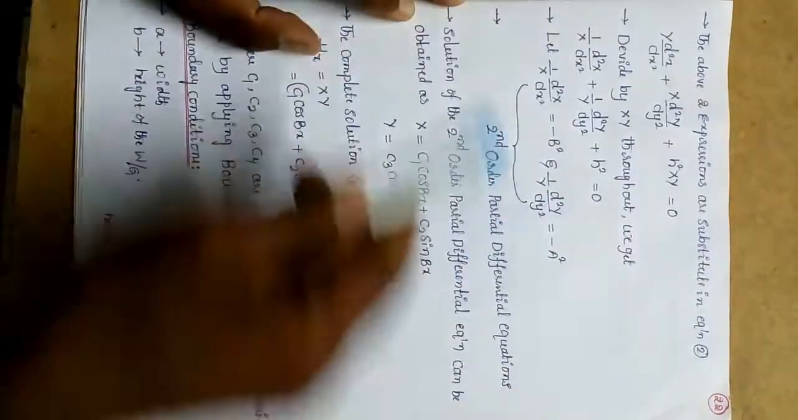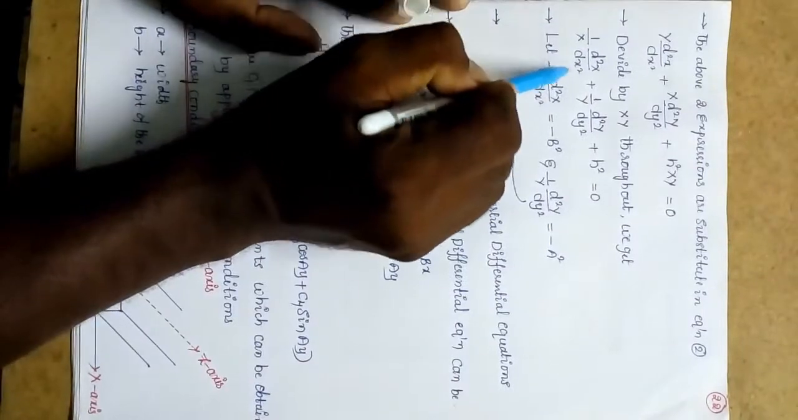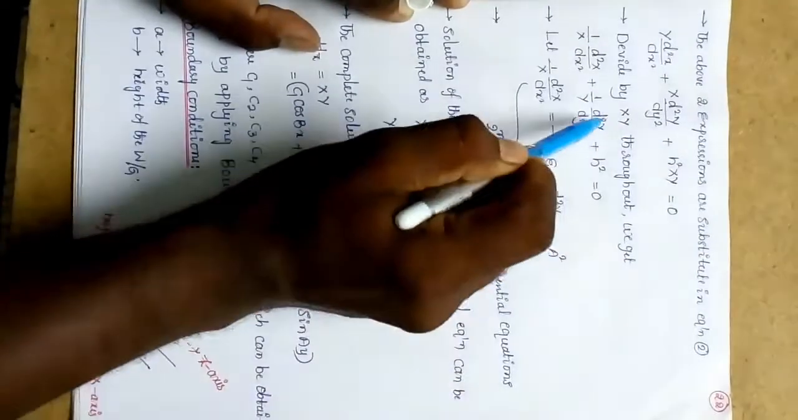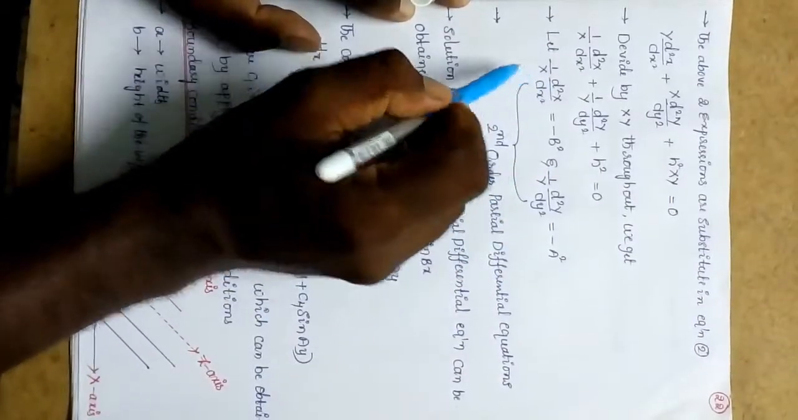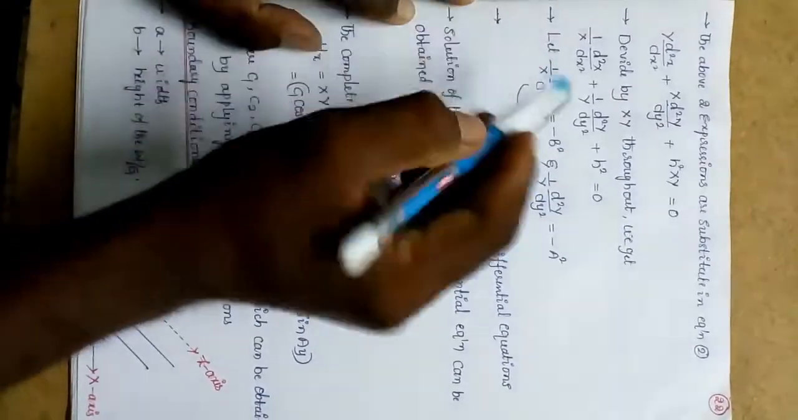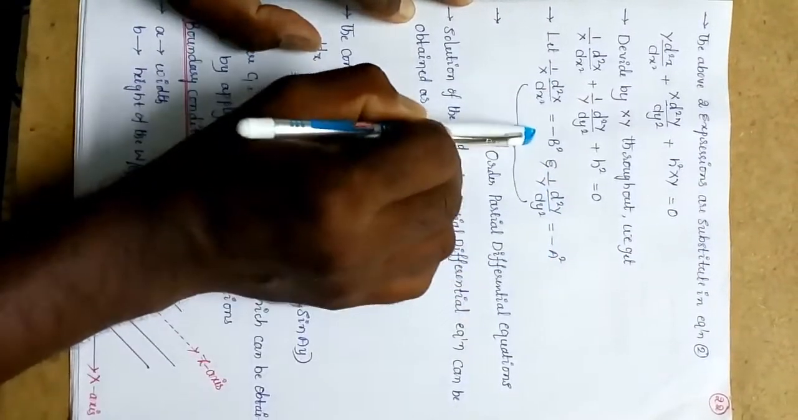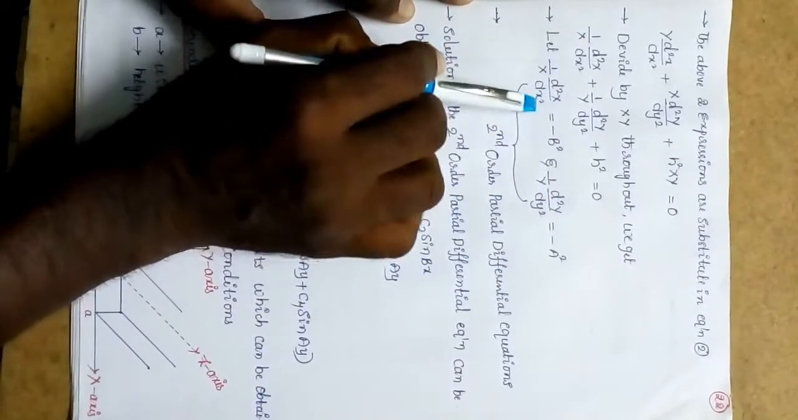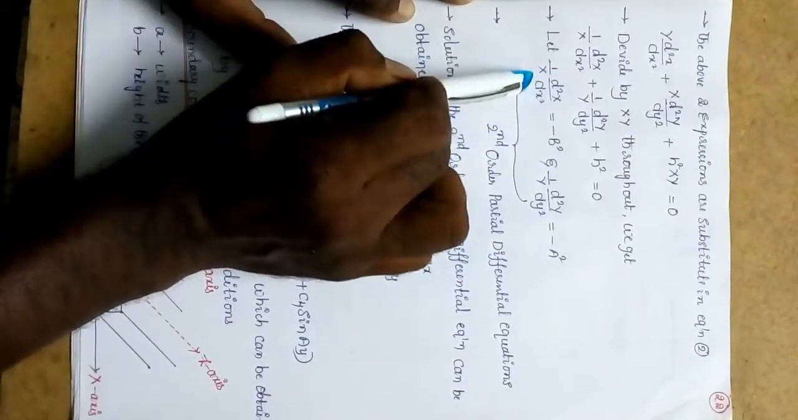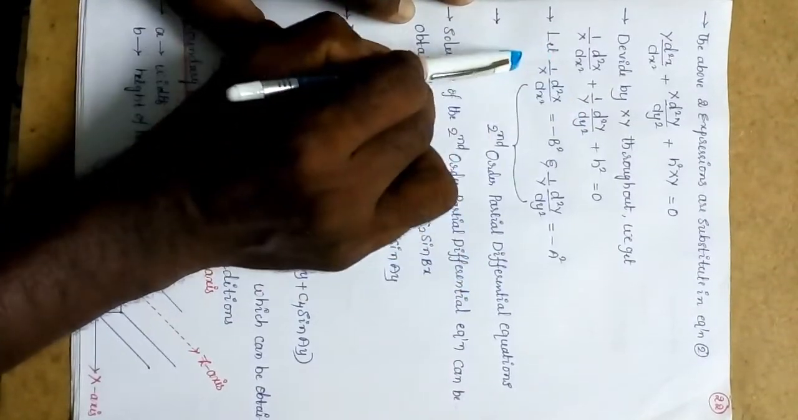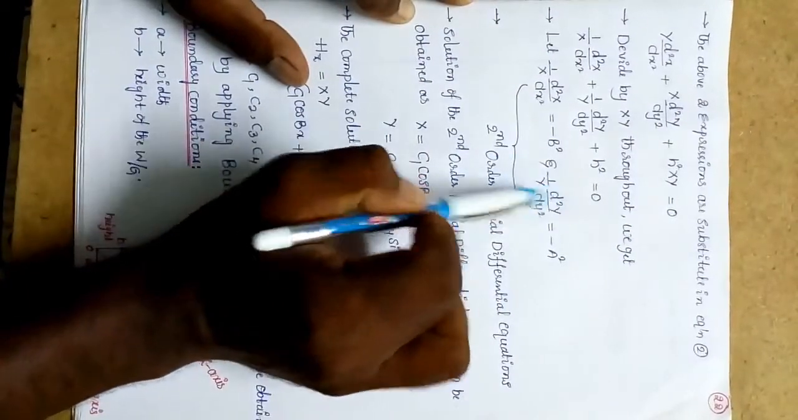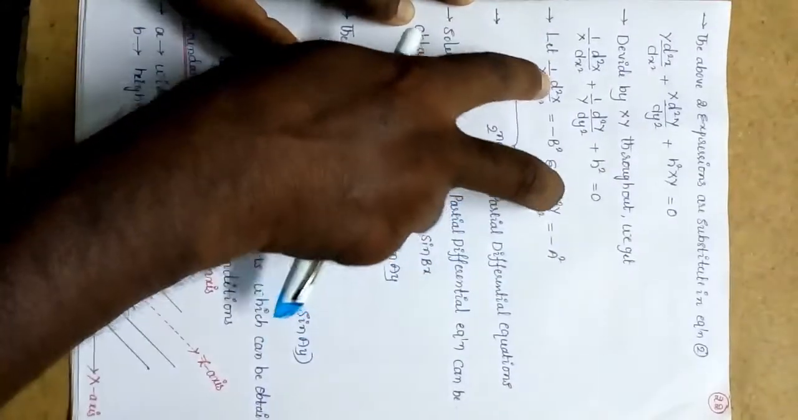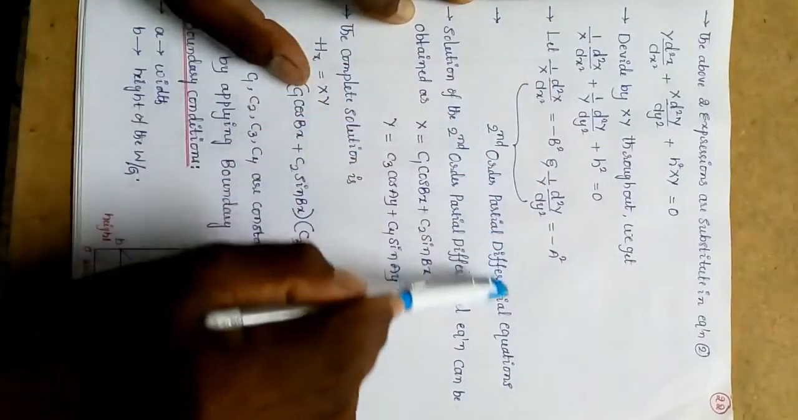Let us imagine this term is equal to minus b square, and this term is equal to minus a square. After separating these two equations, individually these terms are known as second order partial differential equations. This is one type of second order partial differential equation, and this is also second order. D square means second order partial differential equation. That's why these two equations are known as second order partial differential equations.